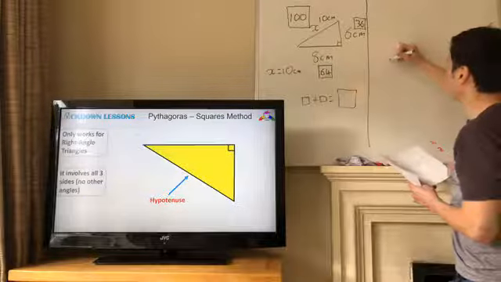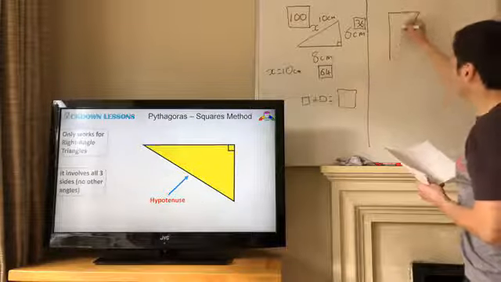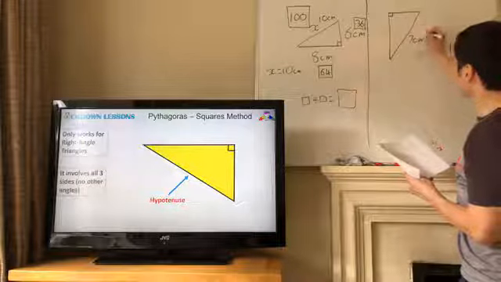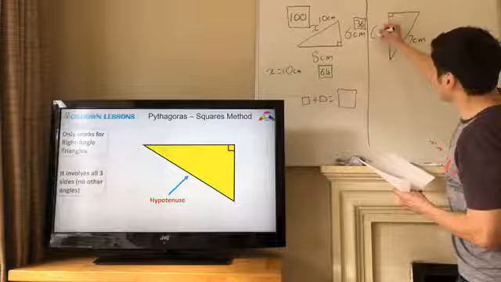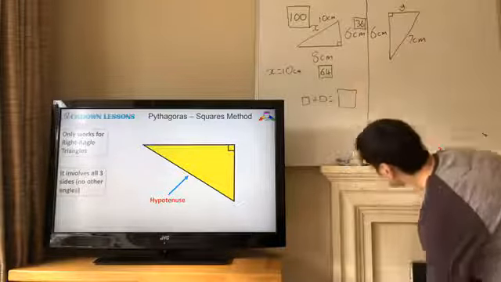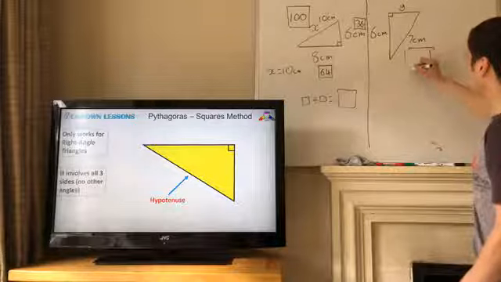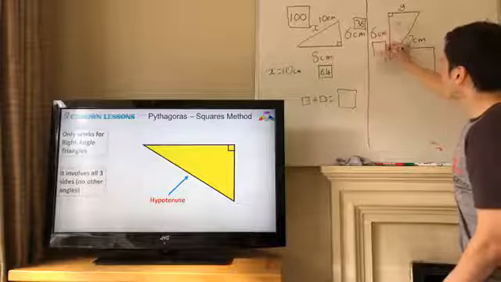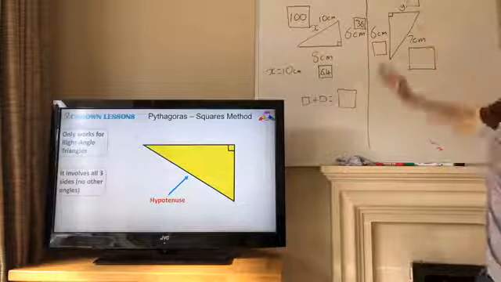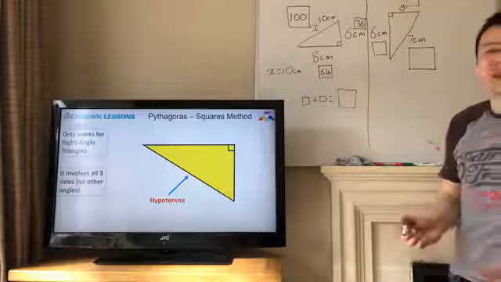So if I draw this triangle here, and I'm going to say this is 7 centimetres, this is 6 centimetres, and this time I'm finding Y. So I draw my squares in. One big square there for 7, and two small squares. You'll notice I've again put the big square on the biggest side, not where Y is. I'll put it on the biggest side because that's what it means, a big square.